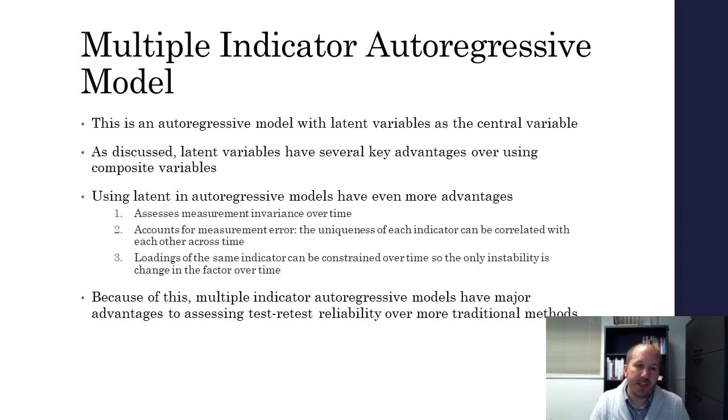Number two, we can account for measurement error. So the uniqueness of each indicator can be correlated with each other across time to account for measurement error. And then number three, the loadings of the same indicator can be constrained over time, so the only thing freely estimated is the change in the factor across time. In these next slides, I'm going to show you an example of this and how this works.